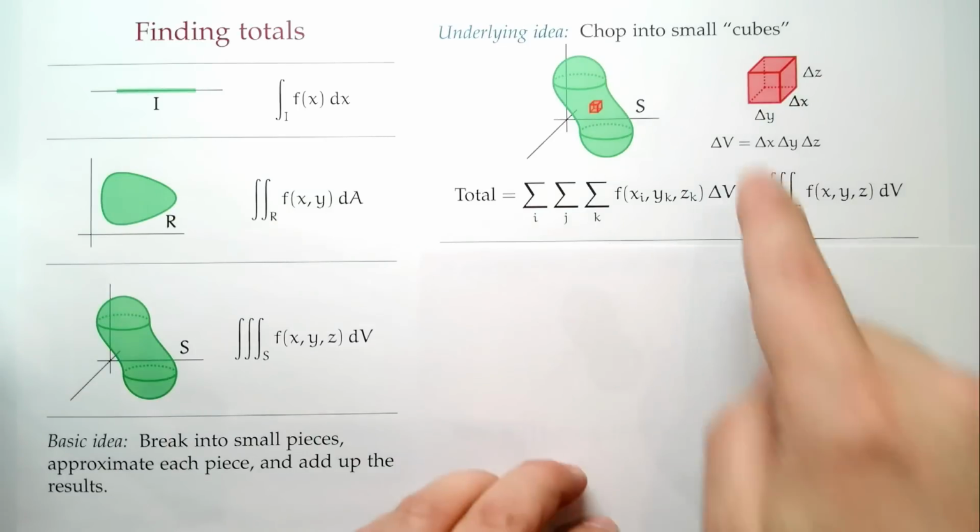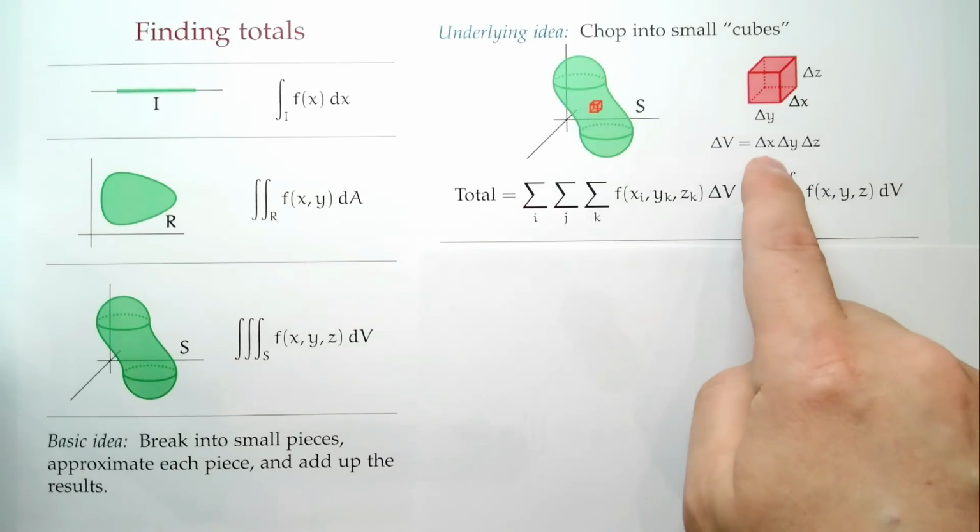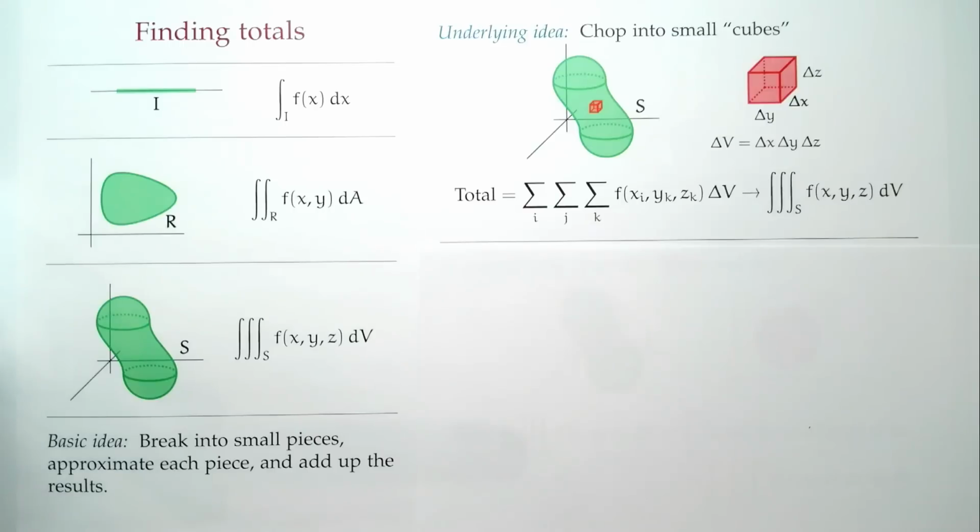So I say, look, there's a little change in the y direction, there's a little change in the x direction, there's a little change in the z direction. So I can say that the volume of that little cube is delta x, delta y, delta z. All right, so I can find the volume of that part, and I can ask how much does it contribute?